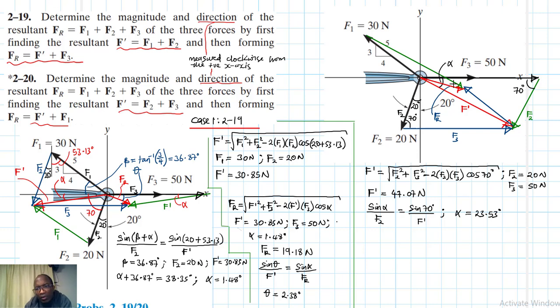We'll define that angle later on. This is not well defined, so let me use red. This one is equal to FR. Alright, like so. Great.